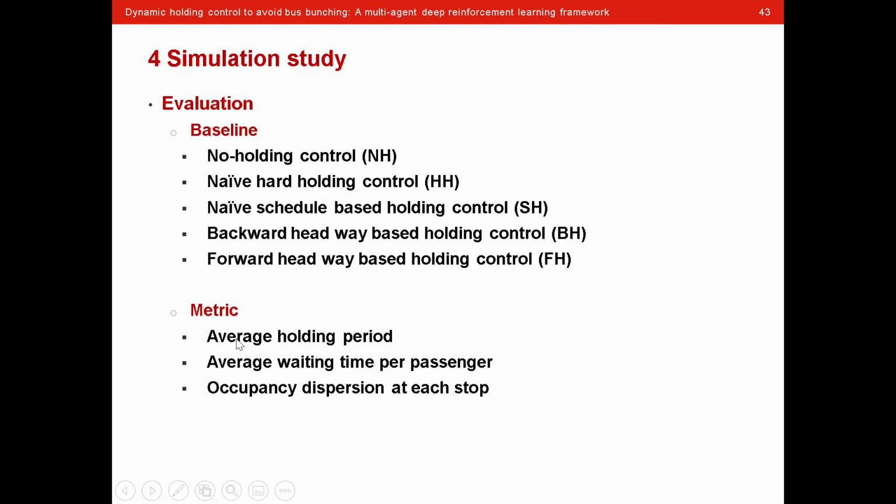And we will introduce 3 evaluation indices. The first is the average holding period, because we should ensure that we can solve the bus bunching with as little holding as possible. In this way, there will be less frustration for passengers. And the second is the average waiting time per passenger and the occupation dispersion at each stop, which are a passenger-oriented and a transit system-oriented goal.